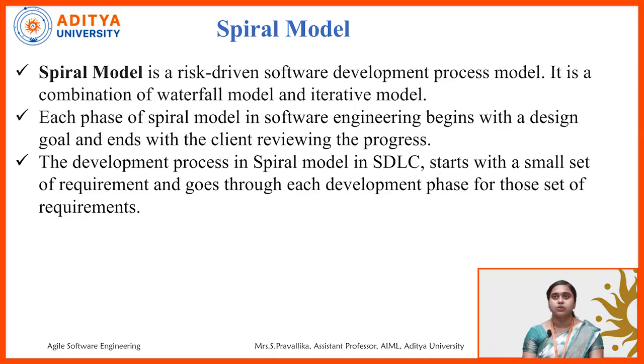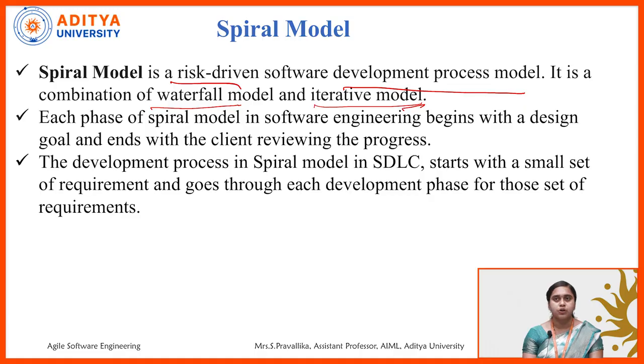The spiral model is a risk-driven software development process model. It is a combination of the waterfall model and the iterative model. We already know the waterfall model, where we have a sequential, step-by-step process, and iterative means a repetitive model. Repetition means once we are done with one phase and if any modification is needed in that phase, we go for that modification and start again. So this goes with the iteration, nothing but repetition.